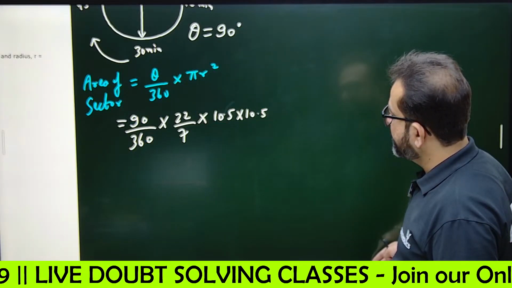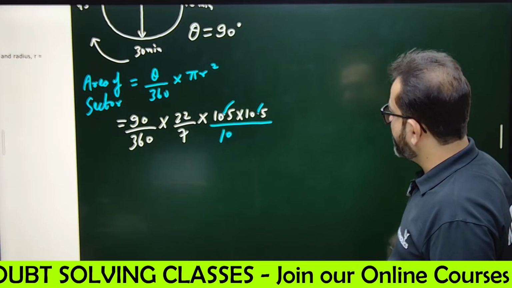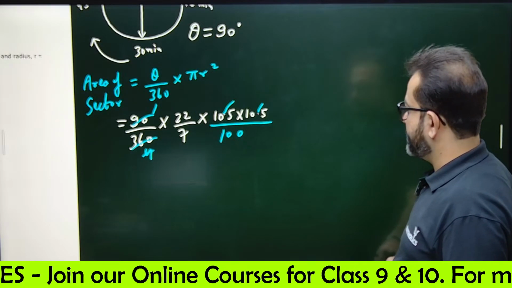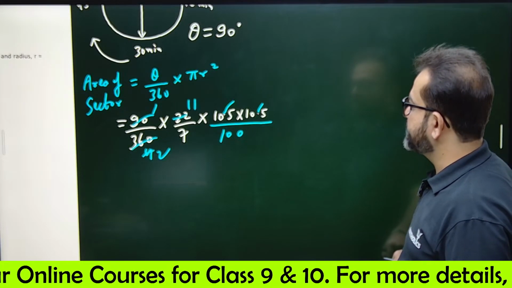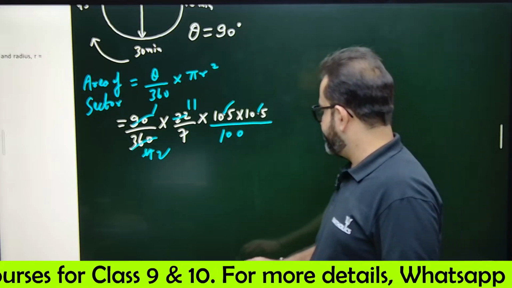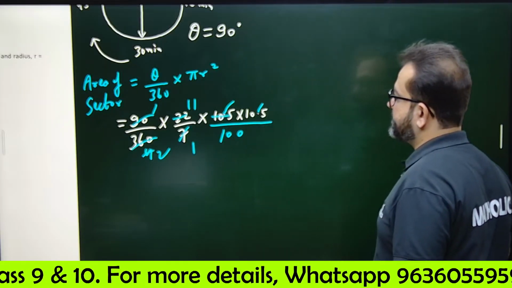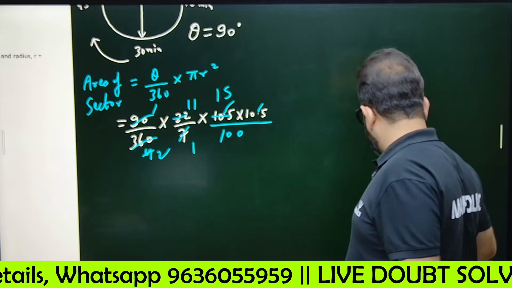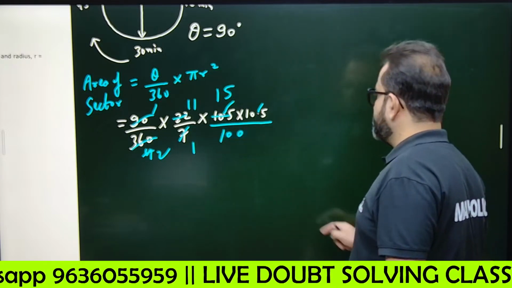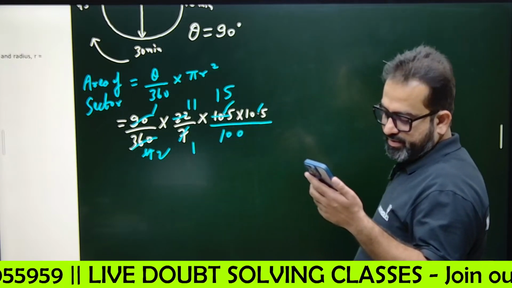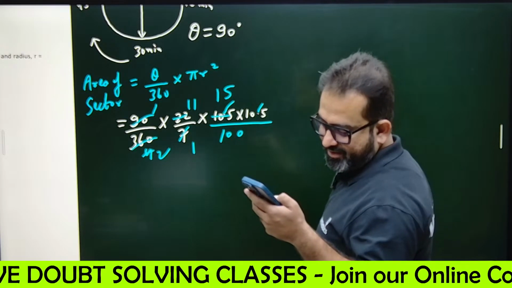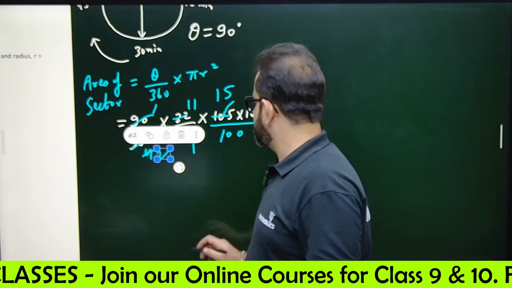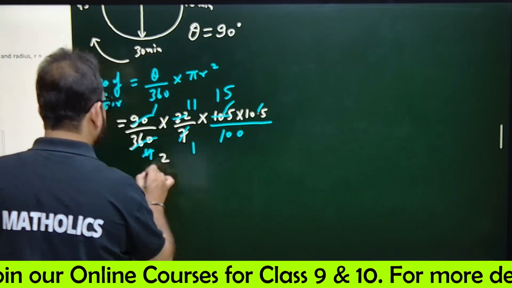See, upon 100 it is okay. 9 1s are 9, 4 9s are 36, it is also okay. 2 2s are 4 and 2 11s are 22, it is also okay. Now 7 1s are 7 and 7 15s are 105, it is also okay. Do not cancel this. We have done this cancellation, no? Do not do this cancellation. Do not cancel 100. Instead of cancelling, you do one thing.